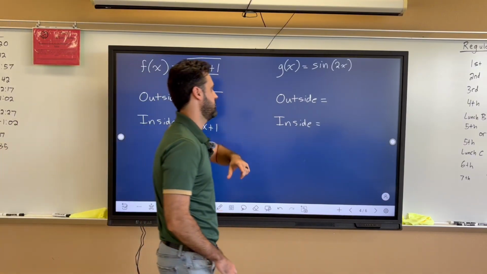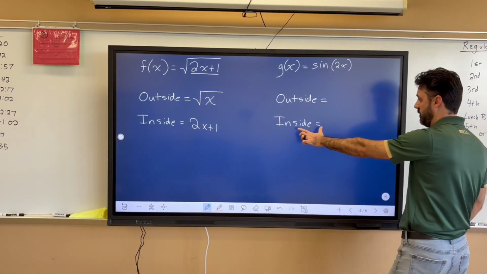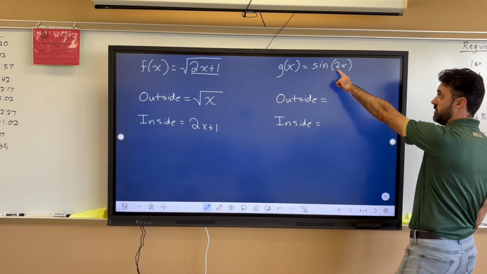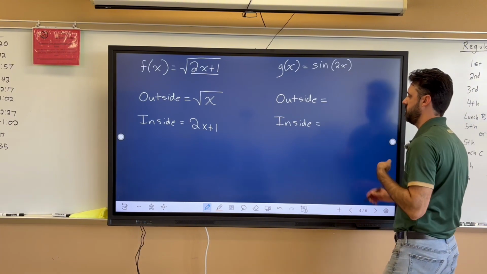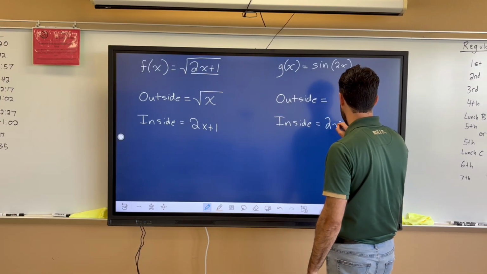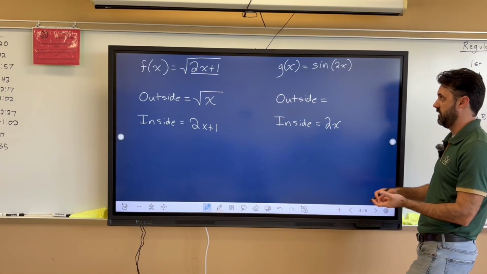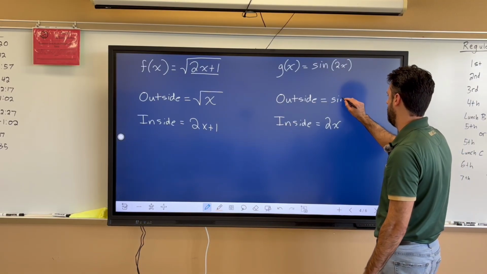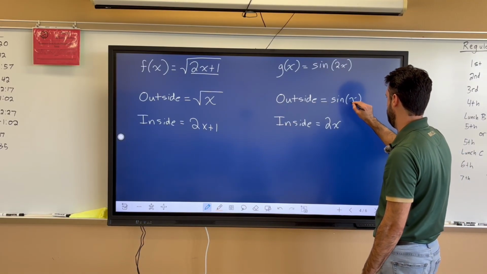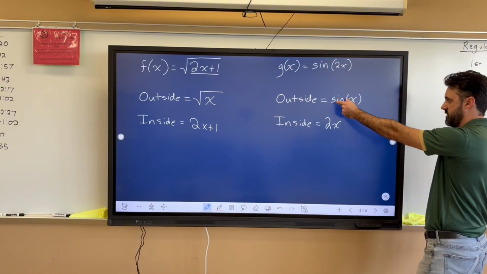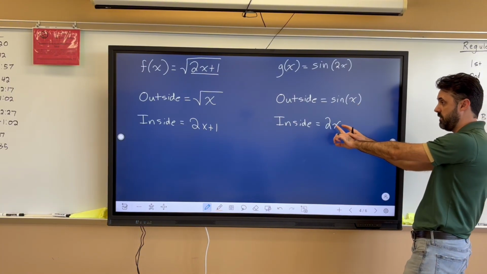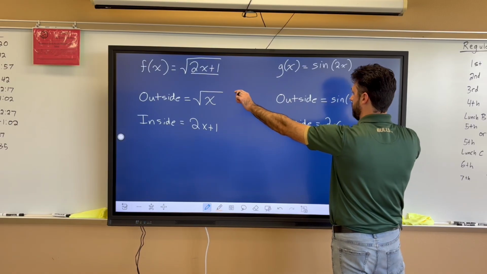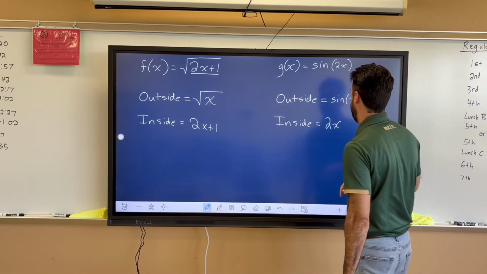All right, let's look at a trig function here. Inside, wherever x is, is it by itself? No, there's a 2 here. So the inside is 2x. And the outside function is the sine of something, and we are just going to call that sine of x for now. You can see with both of these, if I took the inside function and plugged it in for x, we're back at the original problem.